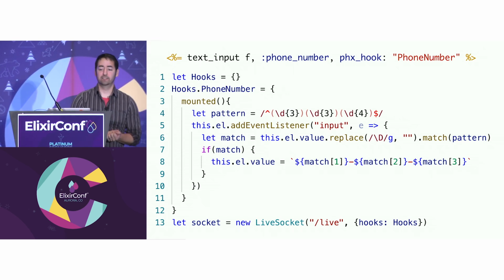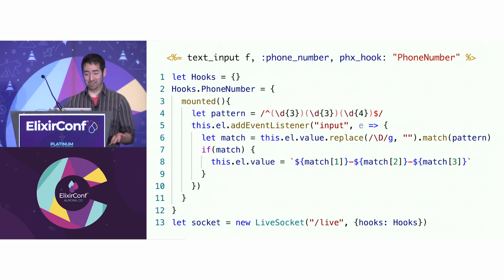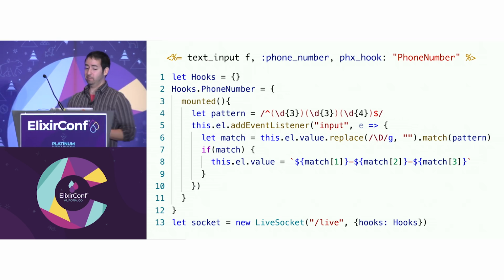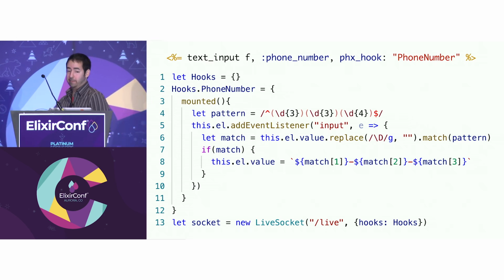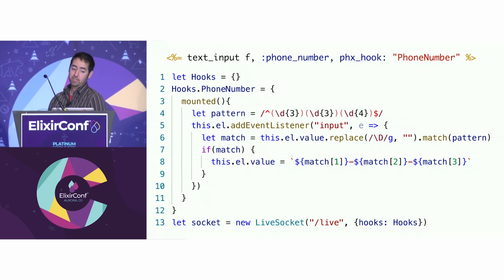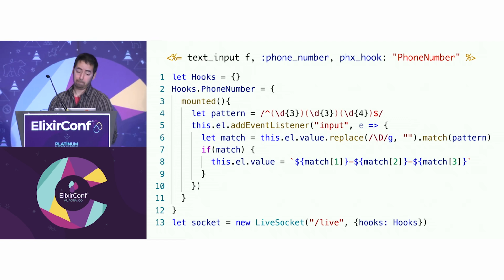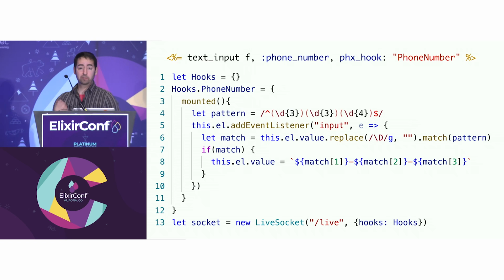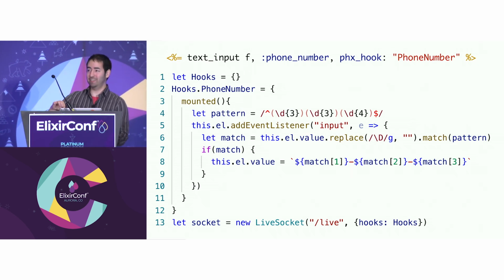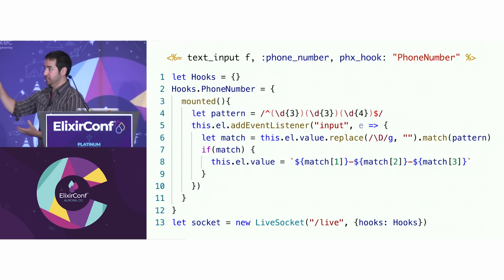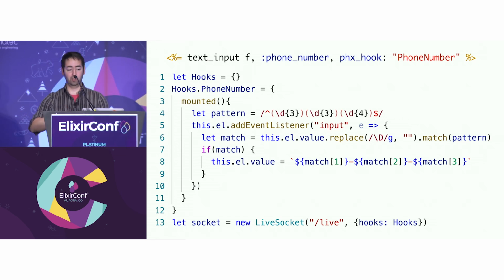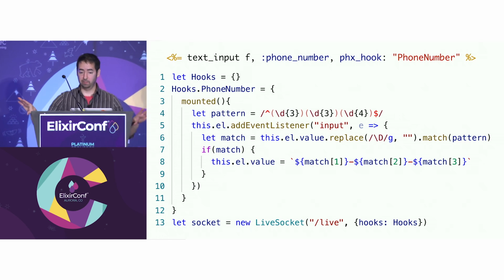On line 3, I'm just doing some standard JavaScript. I'm saying, anytime a phone number hook, and there could be multiple of them, is mounted to the page, I'm going to add an event listener to that element, that node in the DOM. And if it matches a certain pattern, I'm just going to replace the element's value. And the cool thing about this is this didn't have to tie back into Phoenix LiveView. I didn't have to call some continuation. I set the element's value, and it updated.